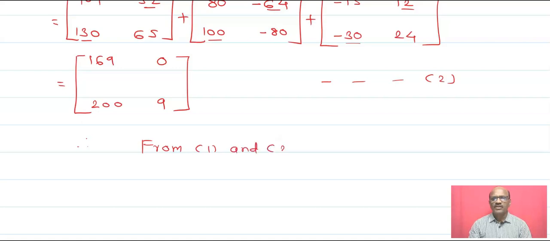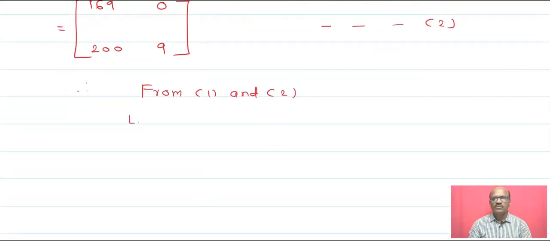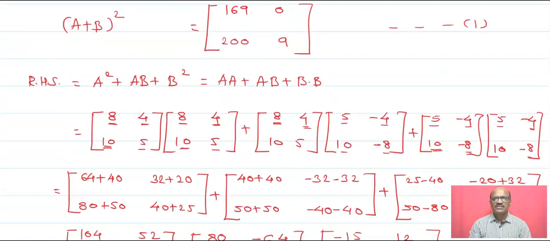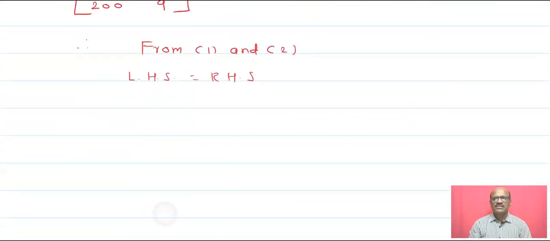From 1 and 2, LHS is equal to RHS. So this LHS and the RHS both are the same. Therefore (a plus b) whole square is equal to a square plus ab plus b square.